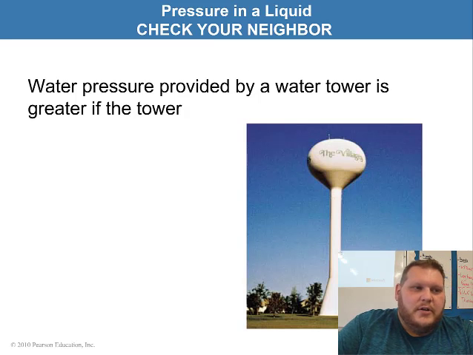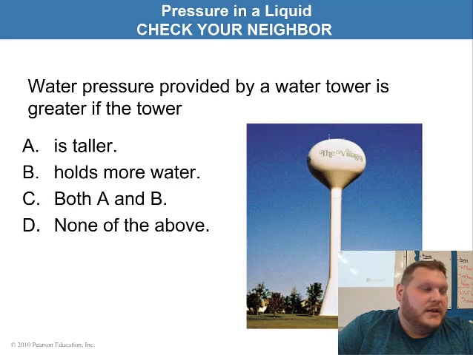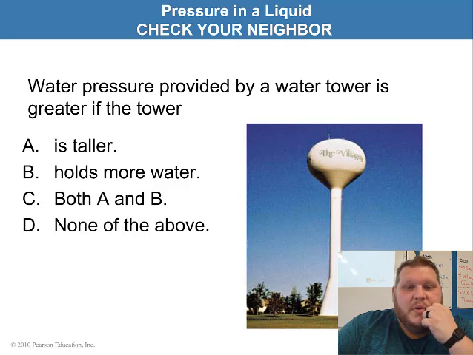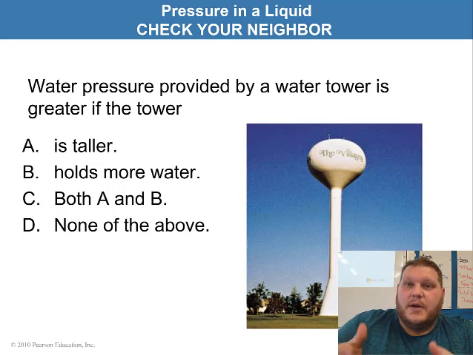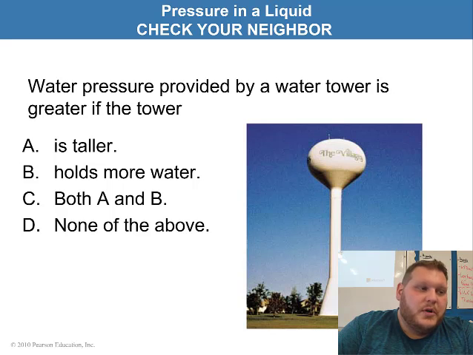So question here, another quick check on pressure in liquid. Water pressure provided by a water tower is greater if the tower is A, taller, B, holds more water, C, both A and B, or D, none of the above. So a water tower provides pressure by having water up in the tower and then using that to flow downward. Which one of these is going to have an impact on the pressure?